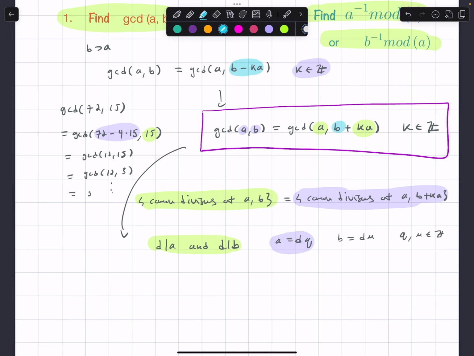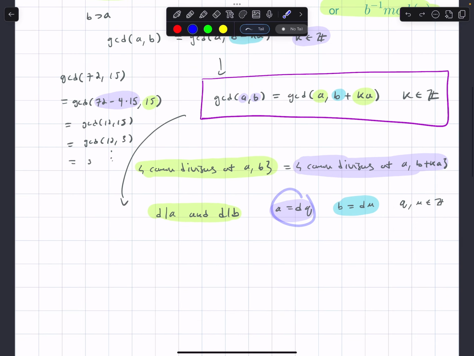And this is just what divisibility is, right? If d divides a, that means that a is an integer multiple of d. If it divides b, then it means that b is an integer multiple of d. So now we want to show that d will divide a and also b plus k times a.